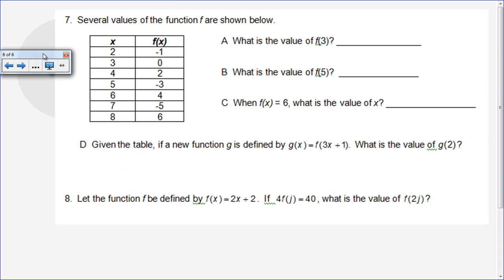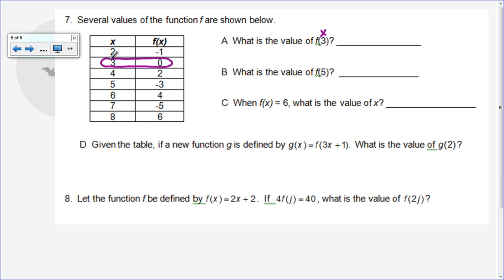So now you have a table. Several values of a function are shown below in this table. The first thing they want to know is what is the value of f of 3? Well, if I want f of 3, they're saying x equals 3. So right here is where x equals 3. Okay, if x is 3, then the function value is 0. So the value is 0.